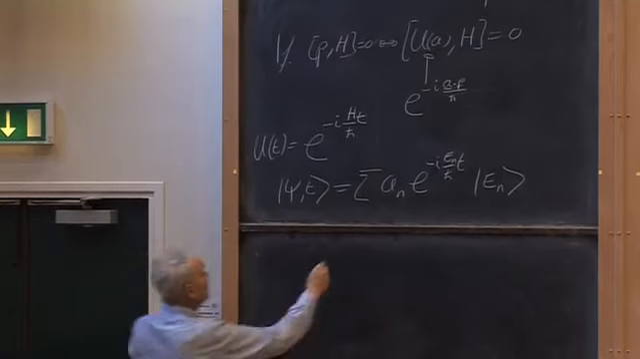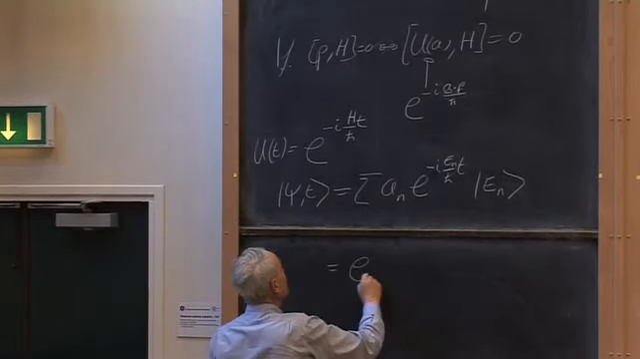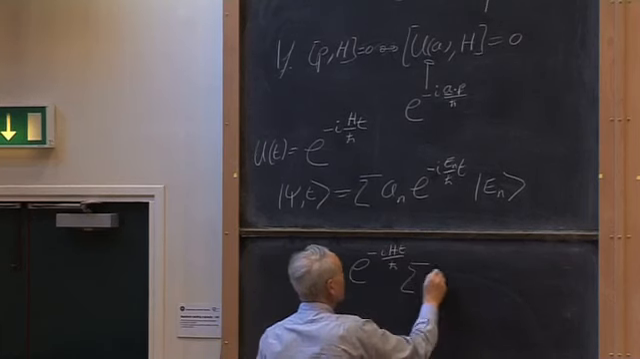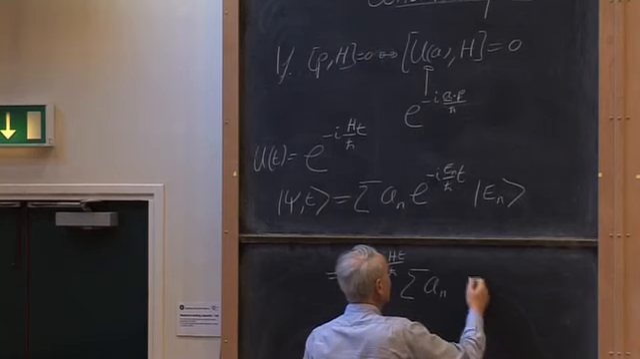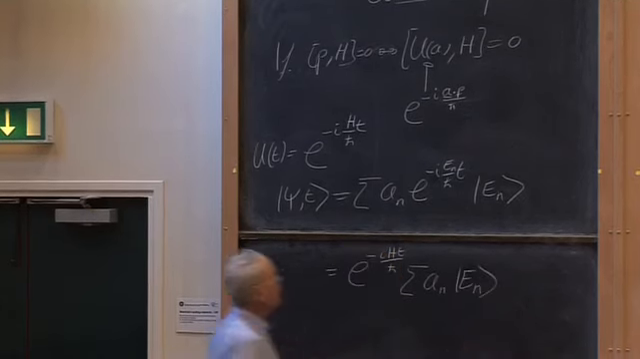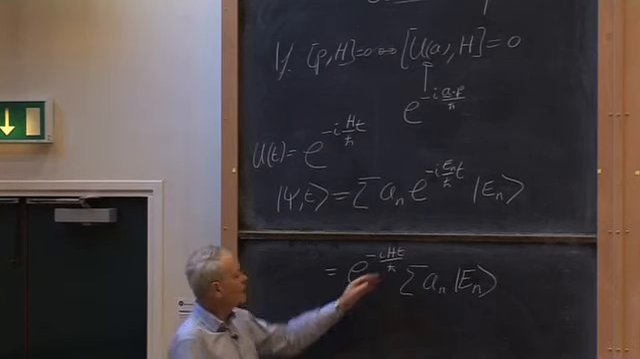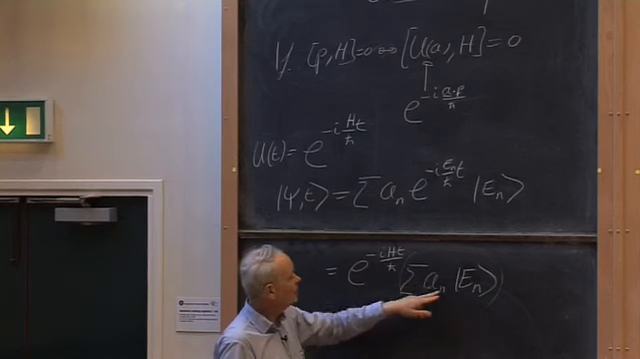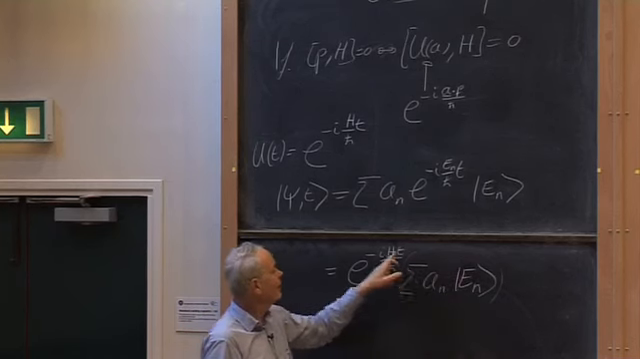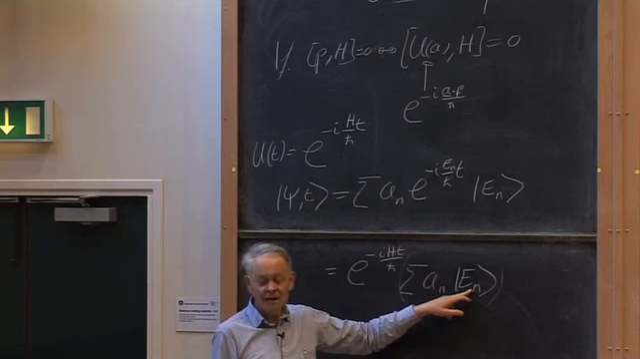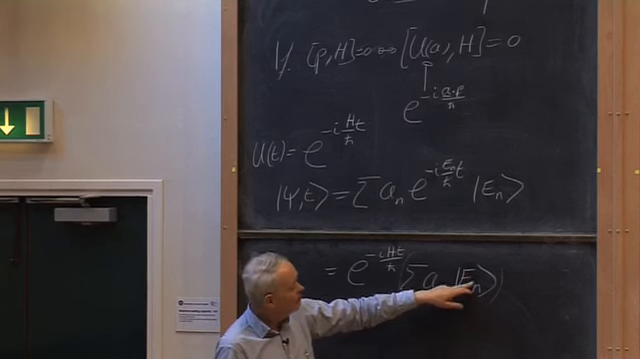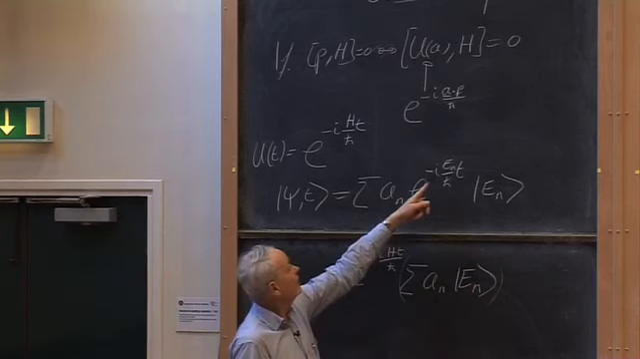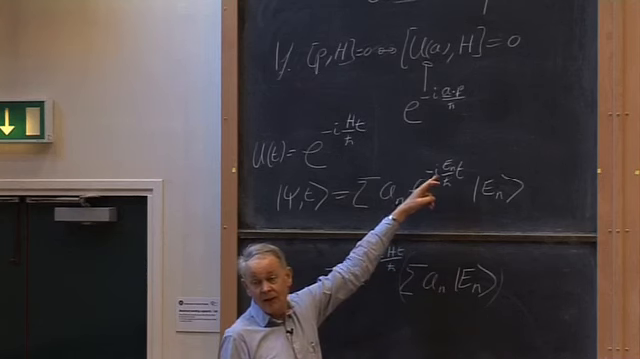But we can see that this can also be written as e to the minus i H t upon h bar times the sum of a_n |E_n>. Because this is a linear operator, it can be distributed and pass through these a_n's and look at each one of these things. Then H looks at its eigenket |E_n> and says, aha, that's my eigenket |E_n>. It returns |E_n> times the number E_n, and there you go, you have that.